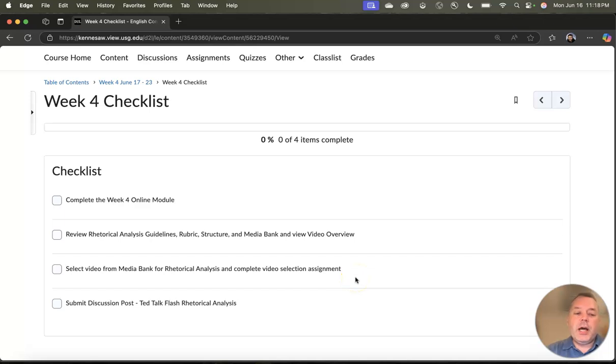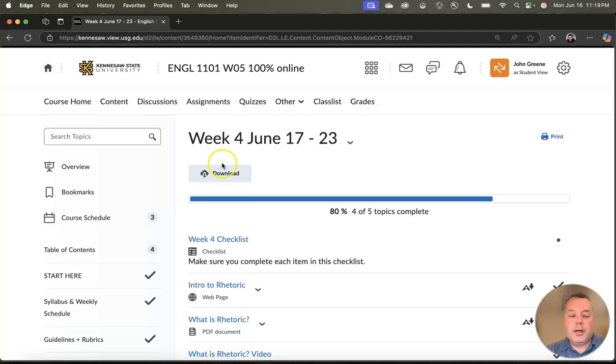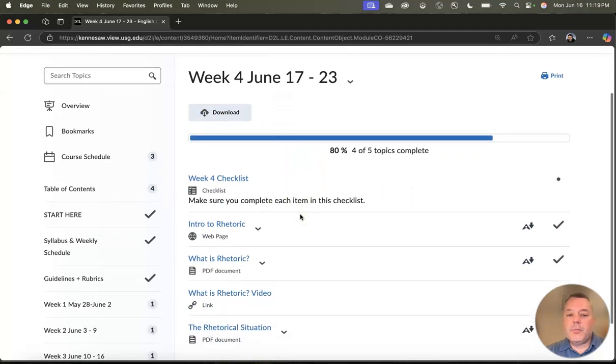I'm trying to replicate what I would do in class. I would take 10, 15 minutes in class to review these documents, so I'm doing a video for you, which is equivalent to that. And then you need to select a video from the media bank and then submit the discussion post. Those are the items you see on the calendar on the home page.